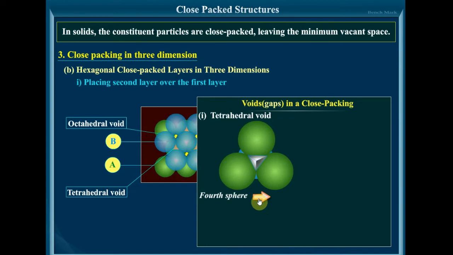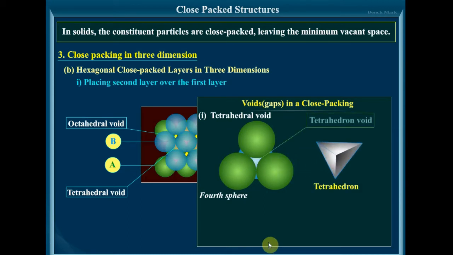If the triangular void in a close-packed structure has a sphere directly over it, there results a void with 4 spheres around it. Such a void is called a tetrahedral void, since the 4 spheres surrounding it are arranged at the corners of a regular tetrahedron.